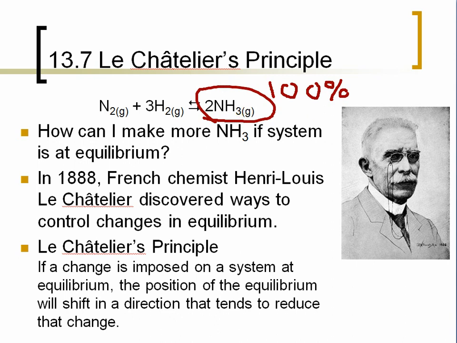So in 1888, French chemist Henri Louis Le Chatelier discovered a way to make some changes so that you get a higher yield of your products by changing these different conditions. And his principle states: if a change is imposed on a system at equilibrium, the position of the equilibrium will shift in a direction that tends to reduce that change.